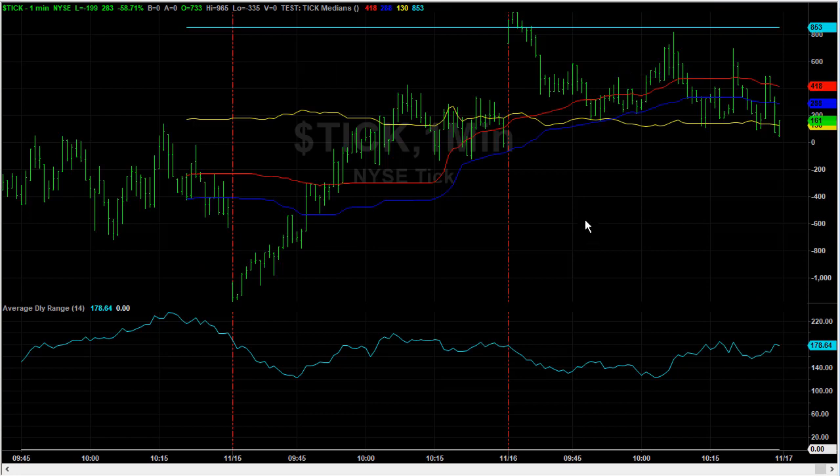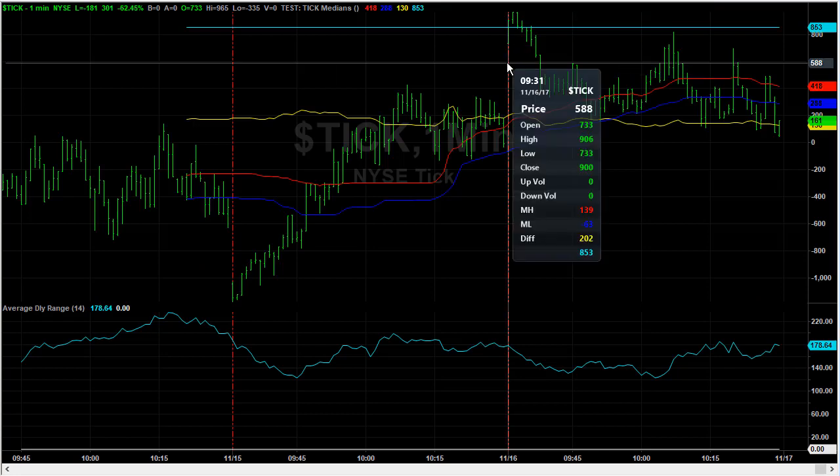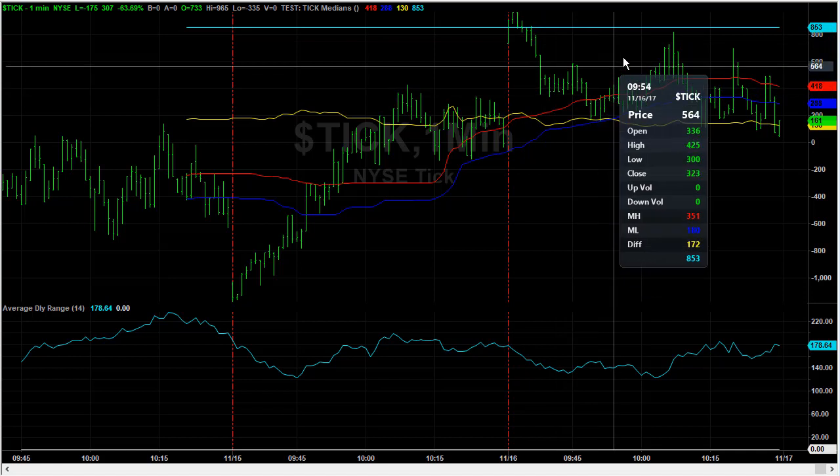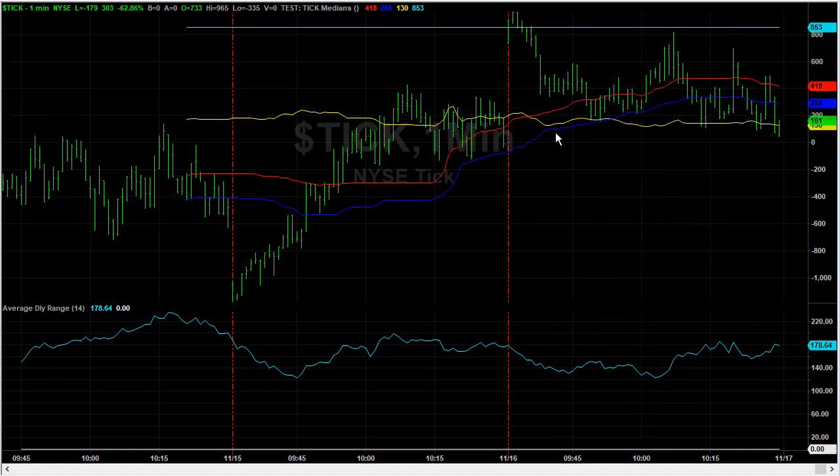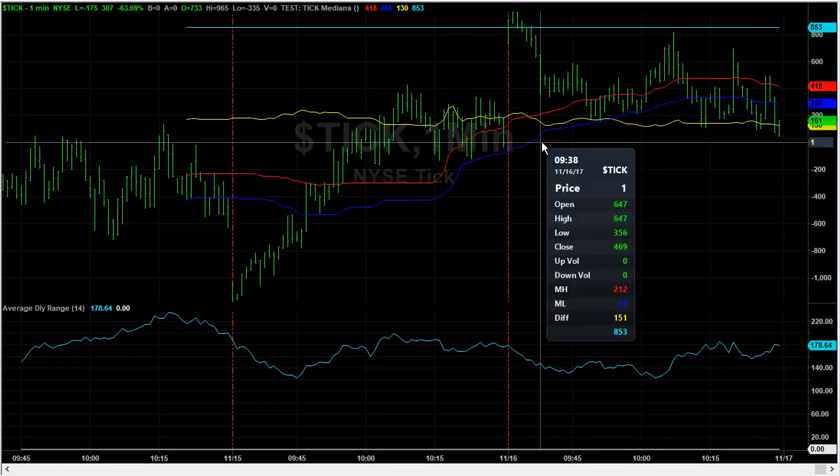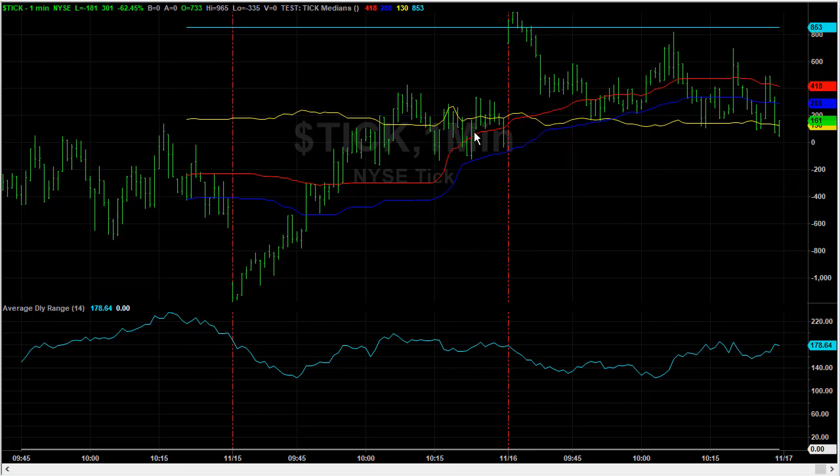So on a 1 minute chart, here's what it looks like. The start of the day is here, and you see the ticks. It's interesting because it has not ticked below zero at all today. The NYSE tick used to oscillate a lot more around zero. And now it almost looks more like a price chart a lot of times instead of an oscillating indicator. And so it's losing its effectiveness, I think, currently in a low VIX environment. And we'll be checking back with that.